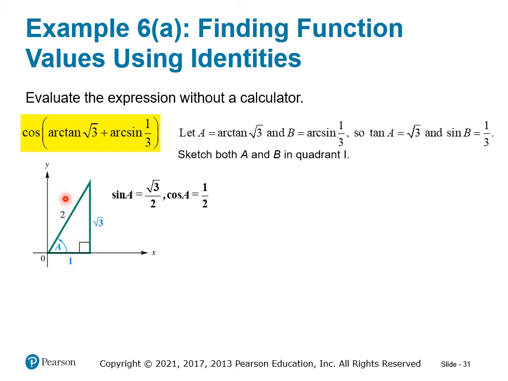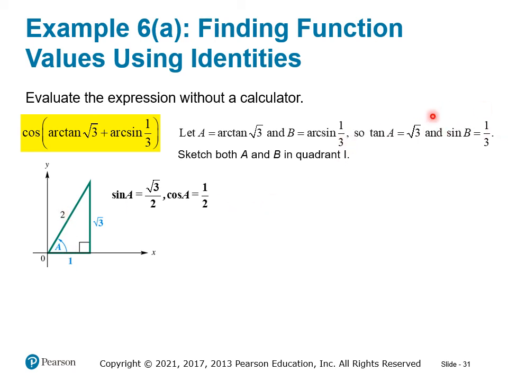We can find the other side by 1 squared plus the square root of 3 squared and taking the square root. So we get all three sides. And the sine of A is going to be opposite over hypotenuse, square root of 3 over 2. And the cosine of A is going to be adjacent over hypotenuse, 1/2.